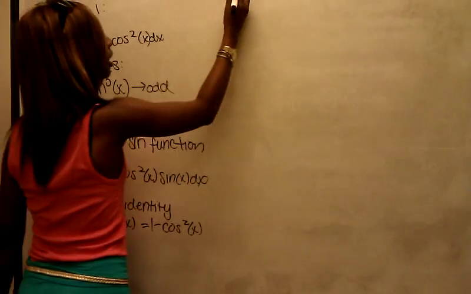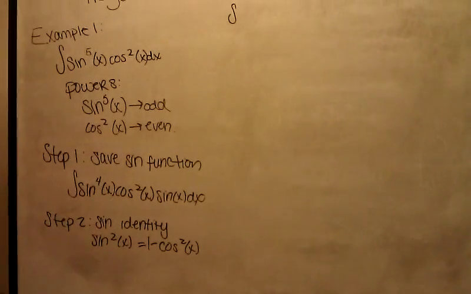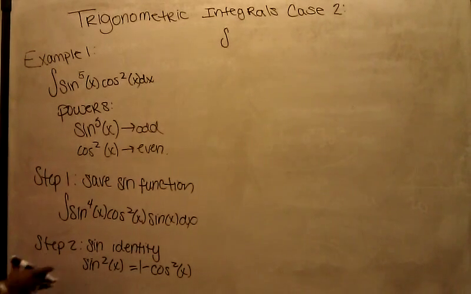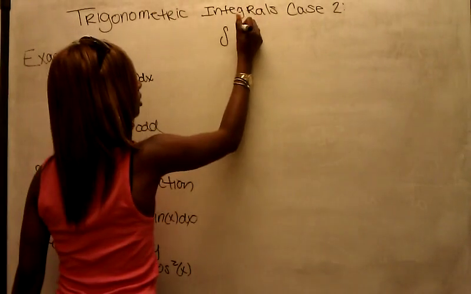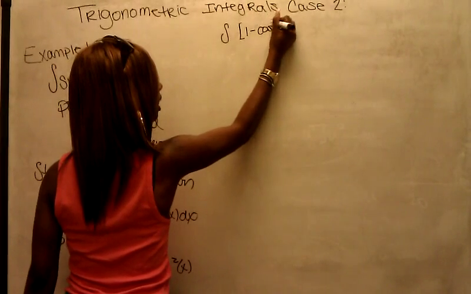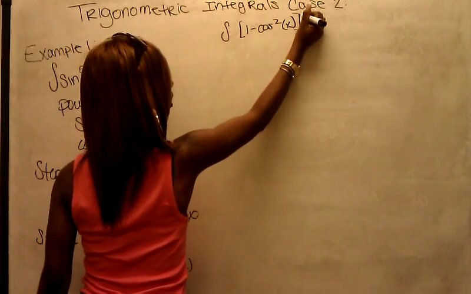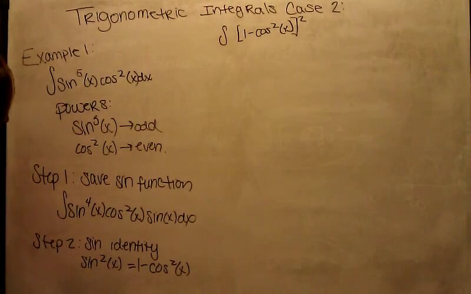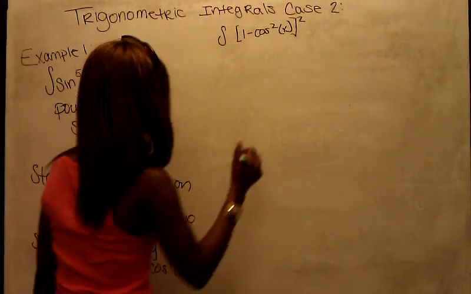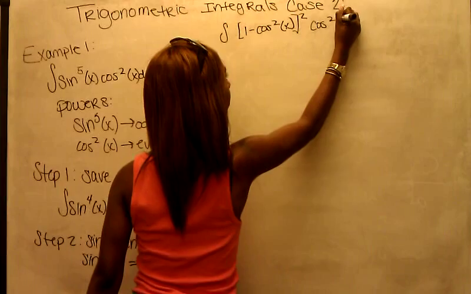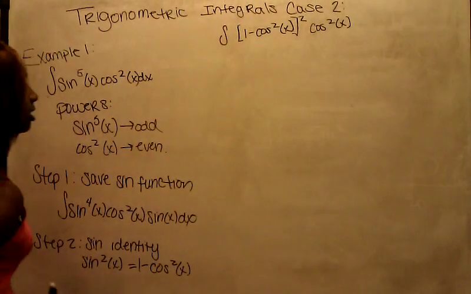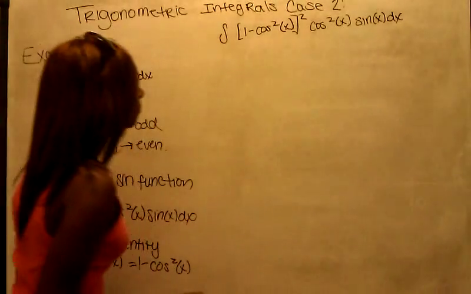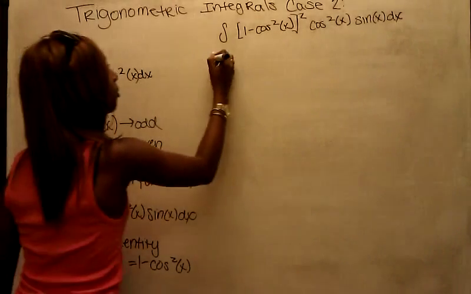So I'm going to come over here, and we end up with the integral of, this is sine to the fourth, but we only know the identity for sine squared. So what we're going to end up with is 1 minus cosine squared of x, squared, because that's going to give us sine squared squared, which is sine to the fourth. And then we have cosine squared of x and sine of x dx.